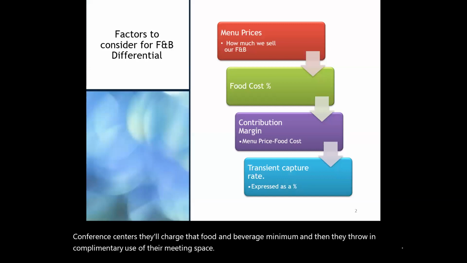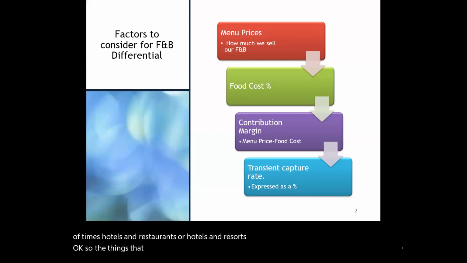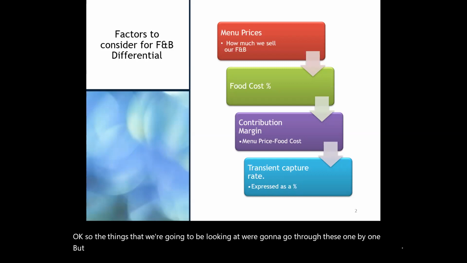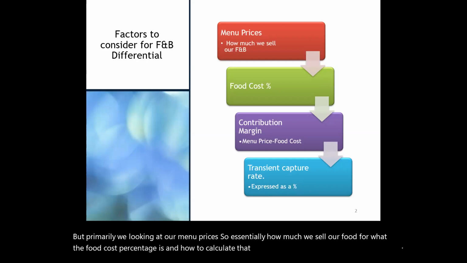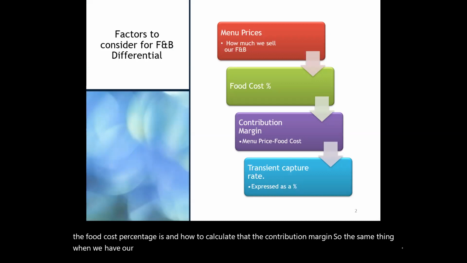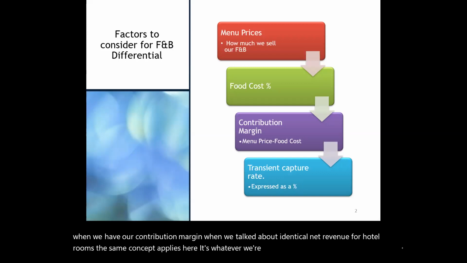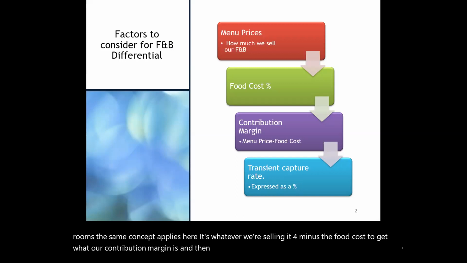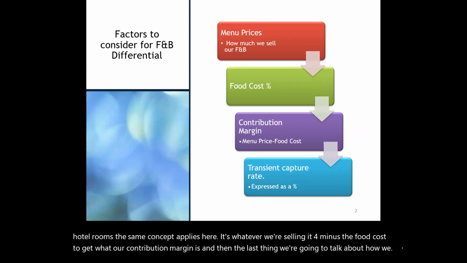Okay, so the things that we're going to be looking at, we're going to go through these one by one. Primarily, we're going to be looking at our menu prices, so essentially how much we sell our food for, what the food cost percentage is and how to calculate that, and the contribution margin. The same concept applies here as when we talked about net revenue for hotel rooms. It's whatever we're selling it for minus the food cost to get our contribution margin. And then the last thing, we're going to talk about how we evaluate the transient capture rate.